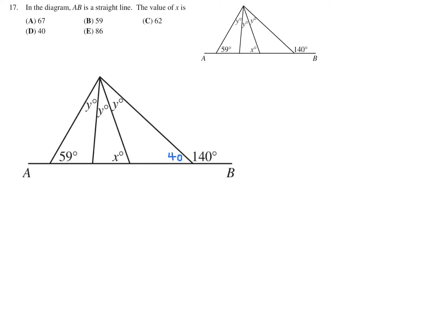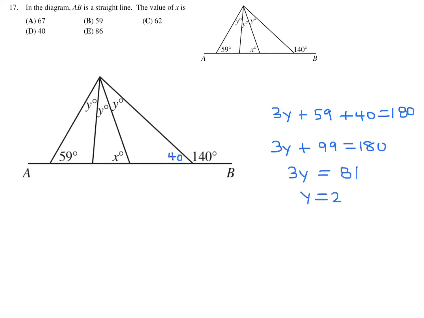And then the angles of the full triangle, as you know, add up to 180. So that means that these guys, 3y plus 59 plus this value that we just obtained of 40 is equal to 180. So 3y plus 99 is equal to 180, and therefore 3y is equal to 81, and therefore y is 27. So this is 27, this is 27, and that's 27.